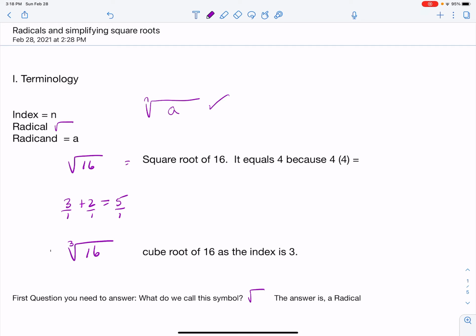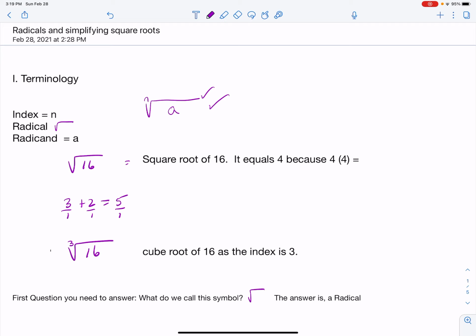The little N right there is called the index, all right? And if you don't see an index there, it's understood that it's a 2, and it's understood that it's a square root, and that's what we're going to be dealing with. This symbol right here, many of us mistakenly call it a square root symbol. It's only a square root symbol when the index is a 2. And again, you won't see it because it's understood. But it's a radical symbol. That's what we call that because it could be a cube root or a fourth root.